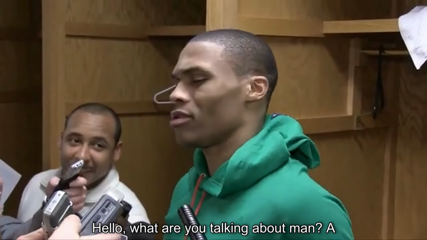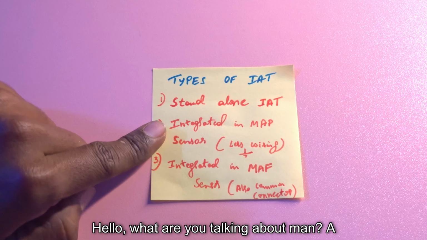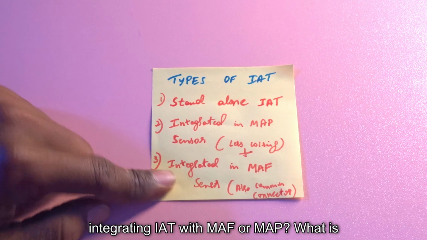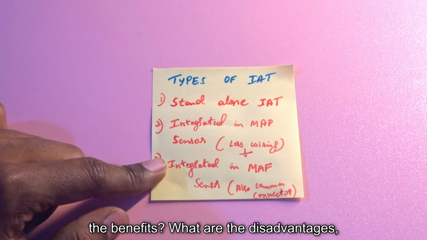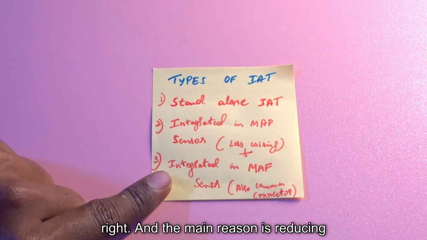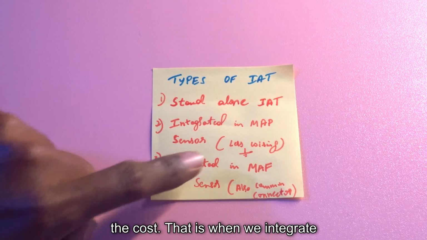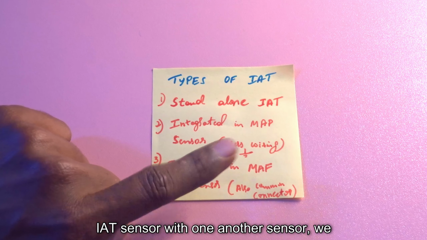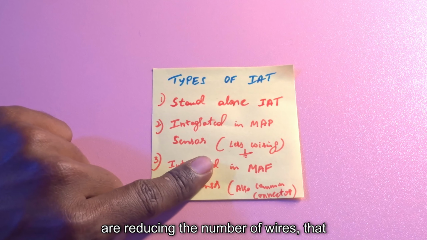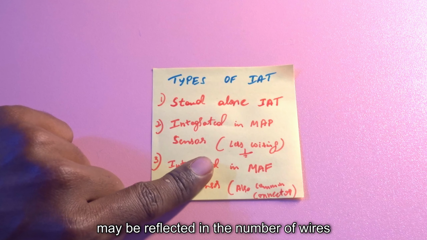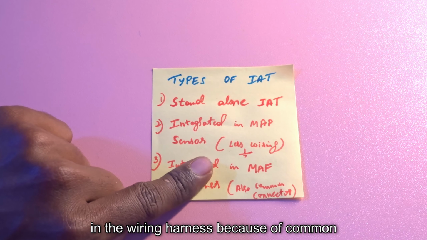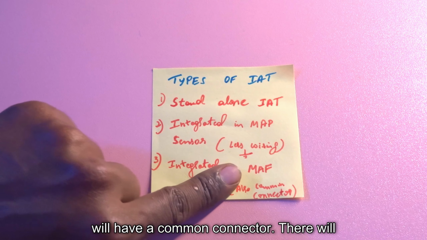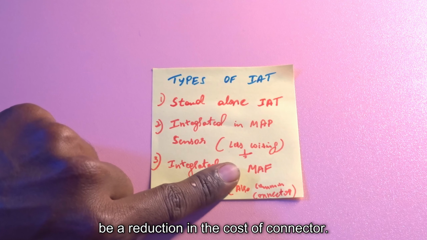A question comes to our mind: why are we integrating IAT with MAP or MAF? What are the benefits? What are the disadvantages, right? And the main reason is reducing the cost. That is, when we integrate the IAT sensor with another sensor, we are reducing the number of wires. That may be reflected in the number of wires in the wiring harness because of common ground and power. Also, these two sensors will have a common connector. There will be a reduction in the cost of the connector.